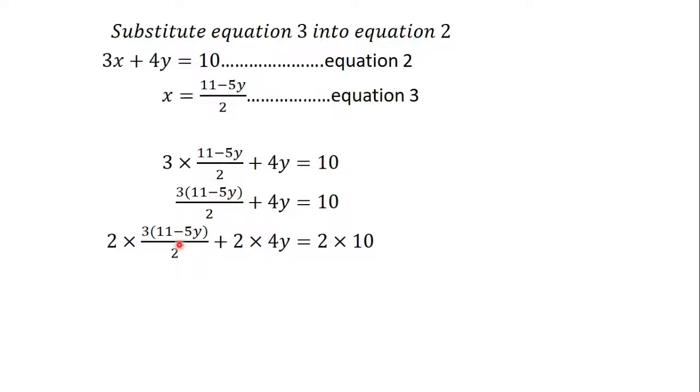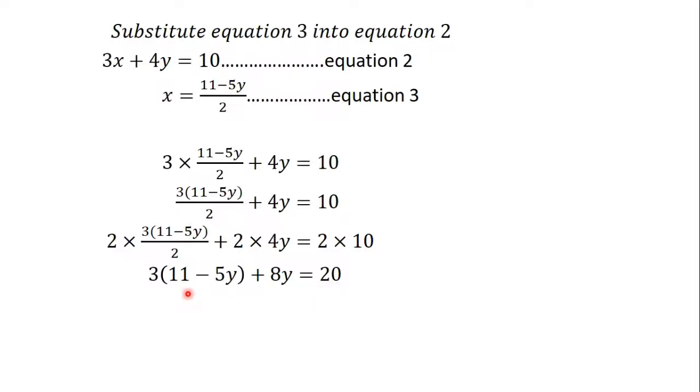This is the first term, so you multiply it by 2. 4y is the next term, you multiply it by 2. Then the other term is 10. You multiply that one also by 2. So from here, we know that 2 will cancel 2. We are going to get 3 into bracket 11 minus 5y. 2 times 4y will give us 8y. And 2 times 10 will give us 20.